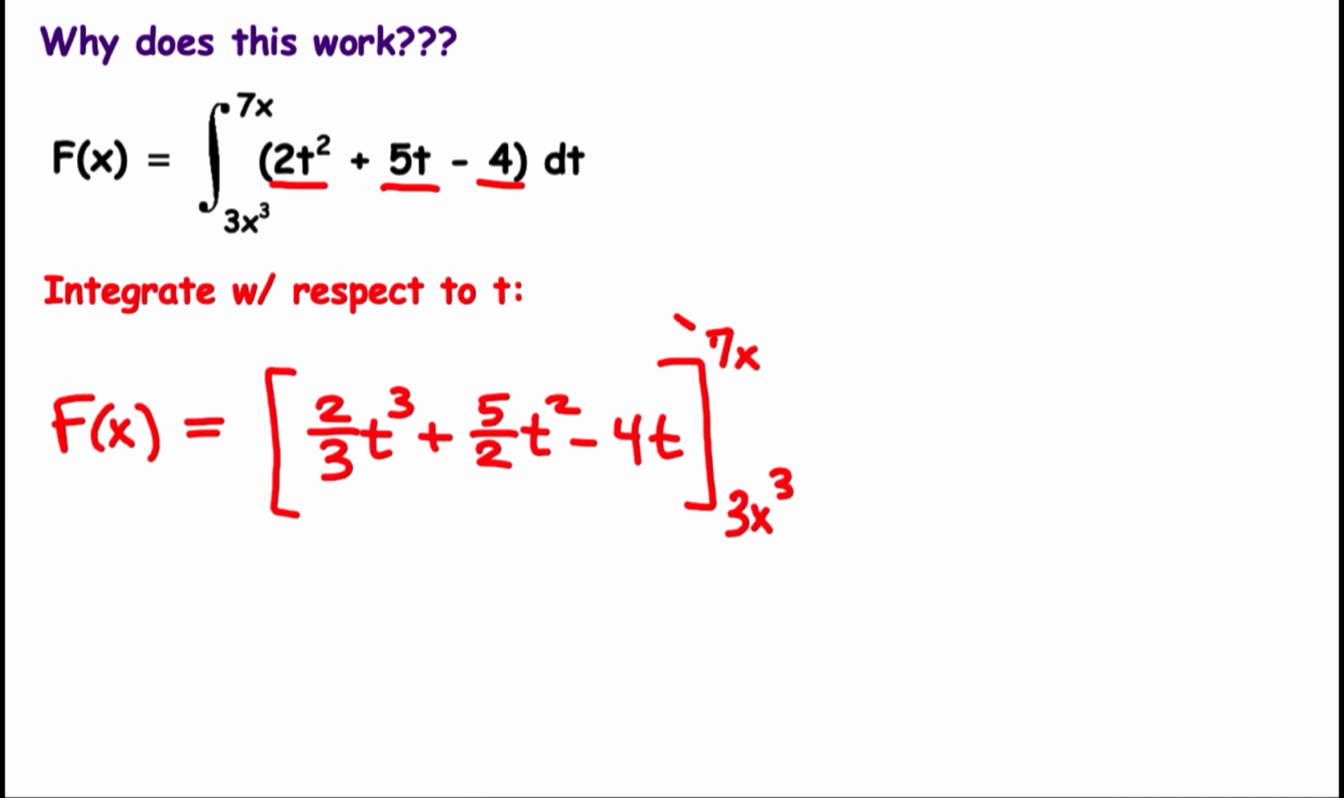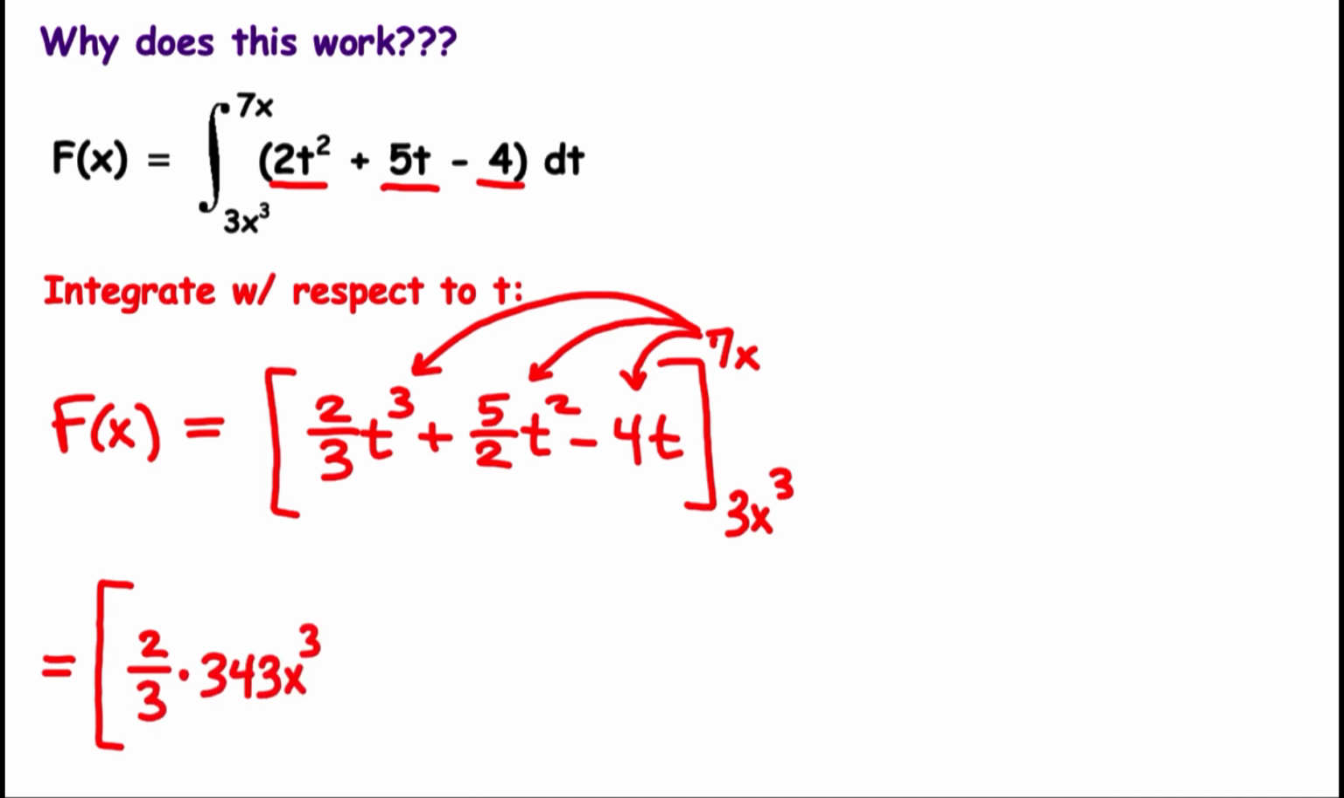Okay, 7x, in you go. So 7x times 7x times 7x is 343x to the third times 2/3. I'm going to leave that unmultiplied just for now. Okay, 7x times 7x is 49x squared times 5/2. 5/2 times 49x squared. This is really not very fun. 4 times 7x is just minus 28x. It's not too bad. Okay, that's the first part.